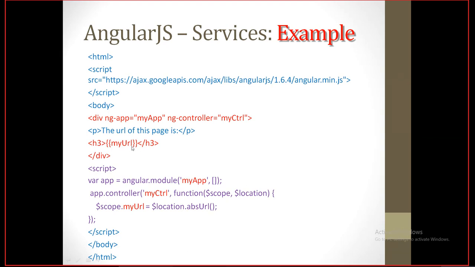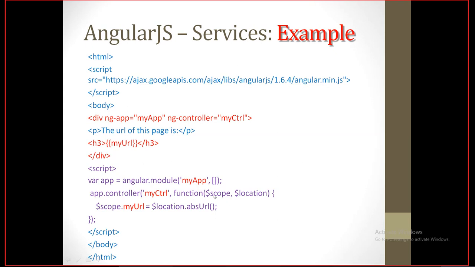Fine. Now where the value for this variable will come, it will come obviously from the controller that we have defined in the script tag. So we got the reference to the my app application module in the app variable, and with the app variable we are defining the controller. Now what is that controller?